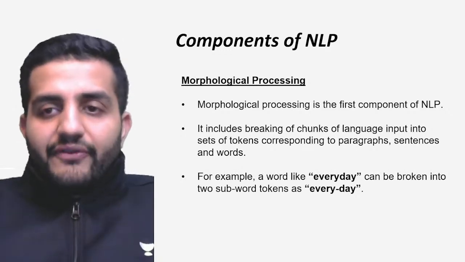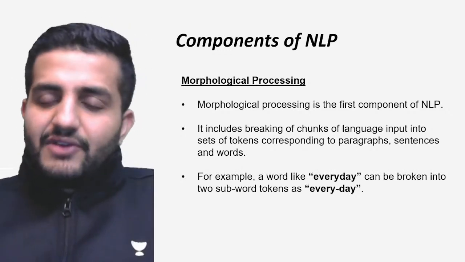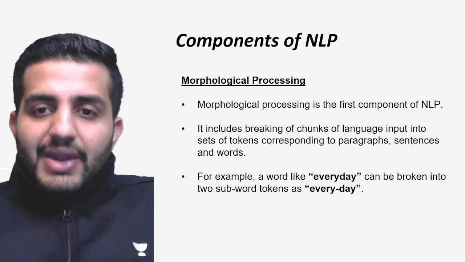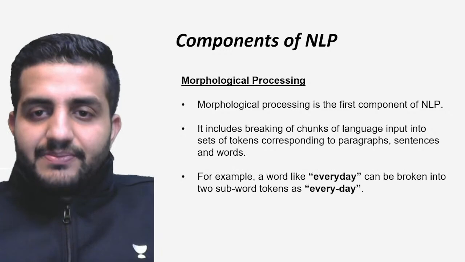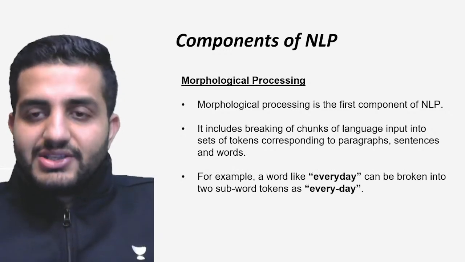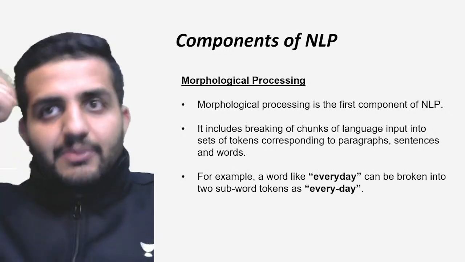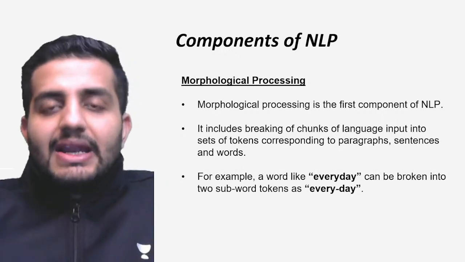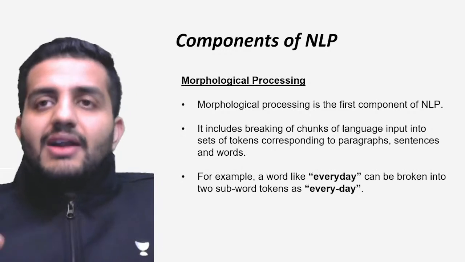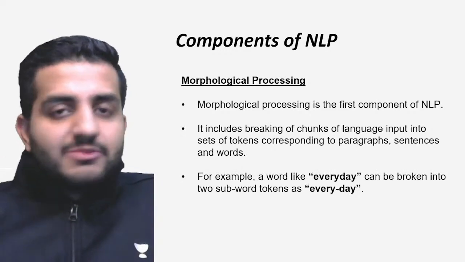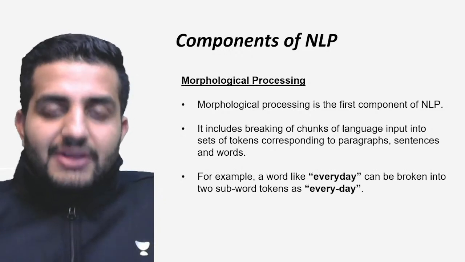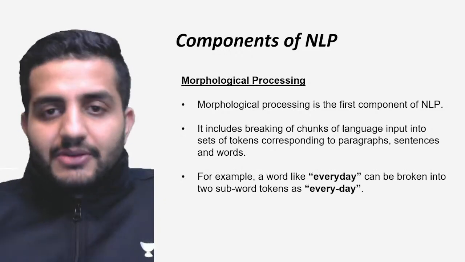Coming back again, so what is the morphological process? It's basically the first component of NLP. Here it breaks the language into chunks, basically nothing but tokens. For example, suppose I'm talking about a sentence like my name is Arpit Jain. Here I have 5 words. My is my first word, name is my second word, is is my third word, Arpit is my fourth word, and Jain is my fifth word.